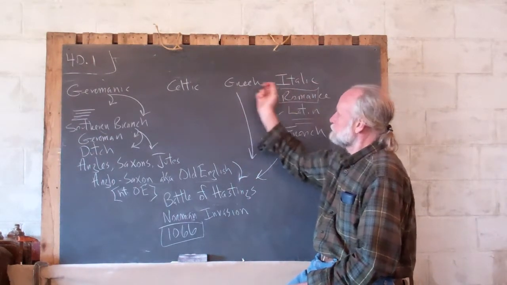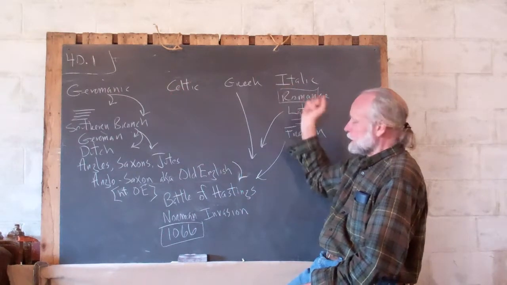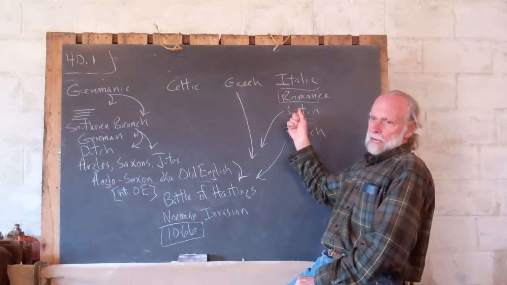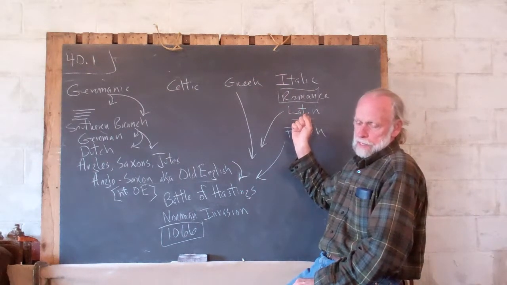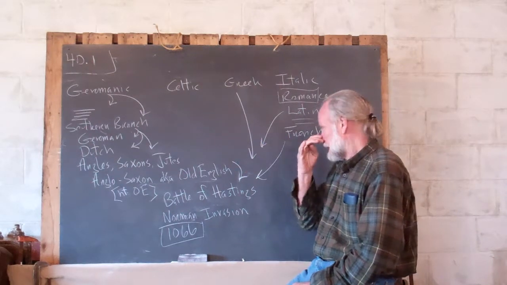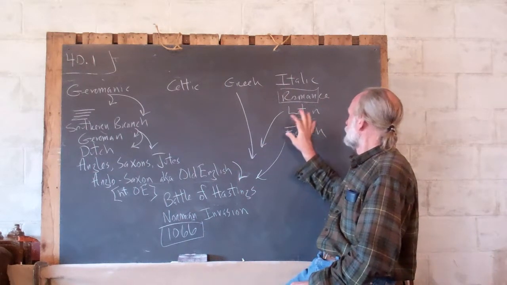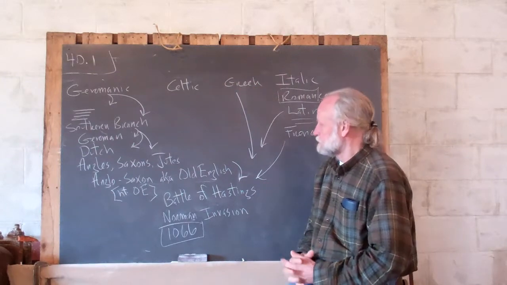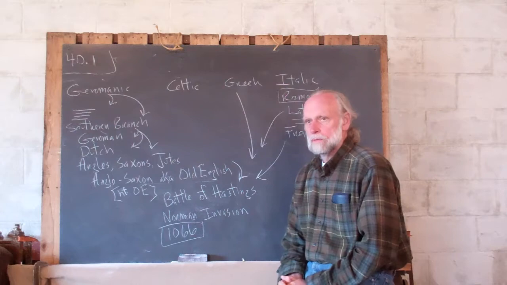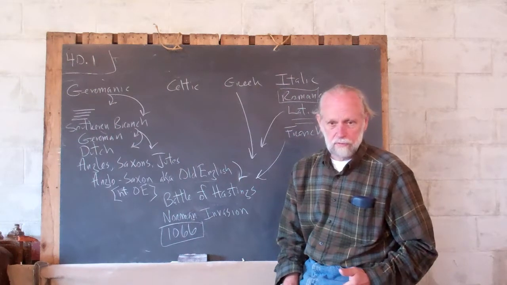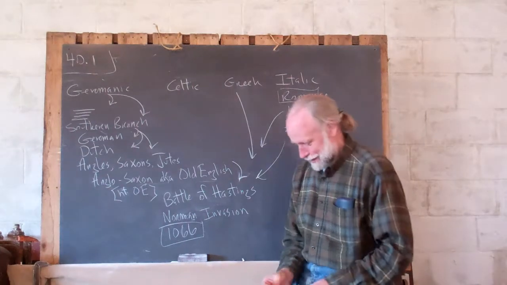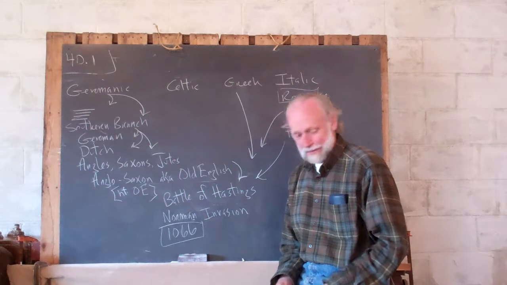The Italic, these are families really. The Italic family generated the Romance languages: Latin, Portuguese, Spanish, Romansh in Switzerland, Romanian, and French. That I talked about before. Well, I want to pick up the story. When we get to the collapse of the Roman Empire, there was something else I was going to tell you.